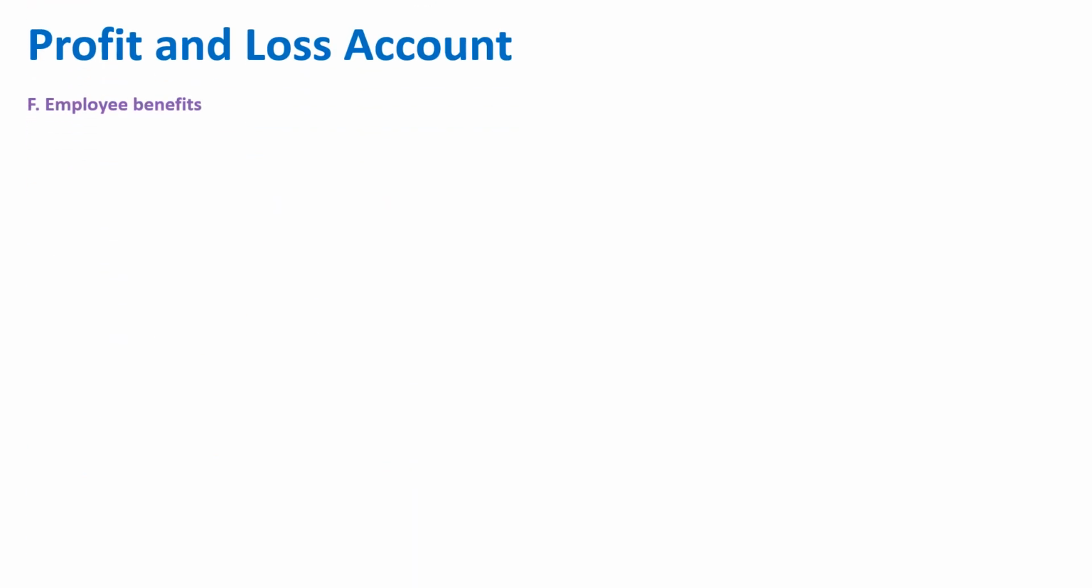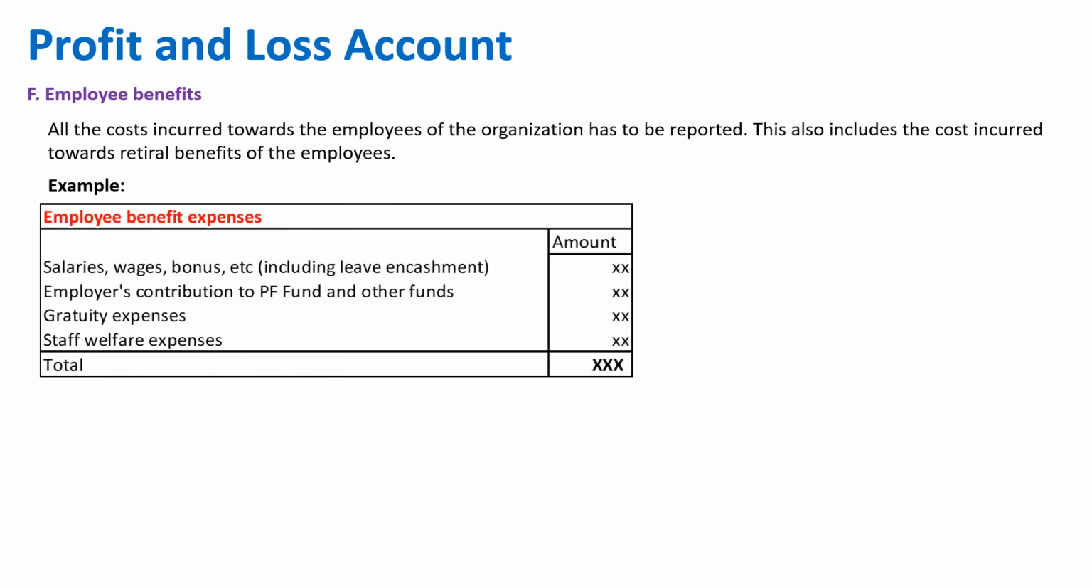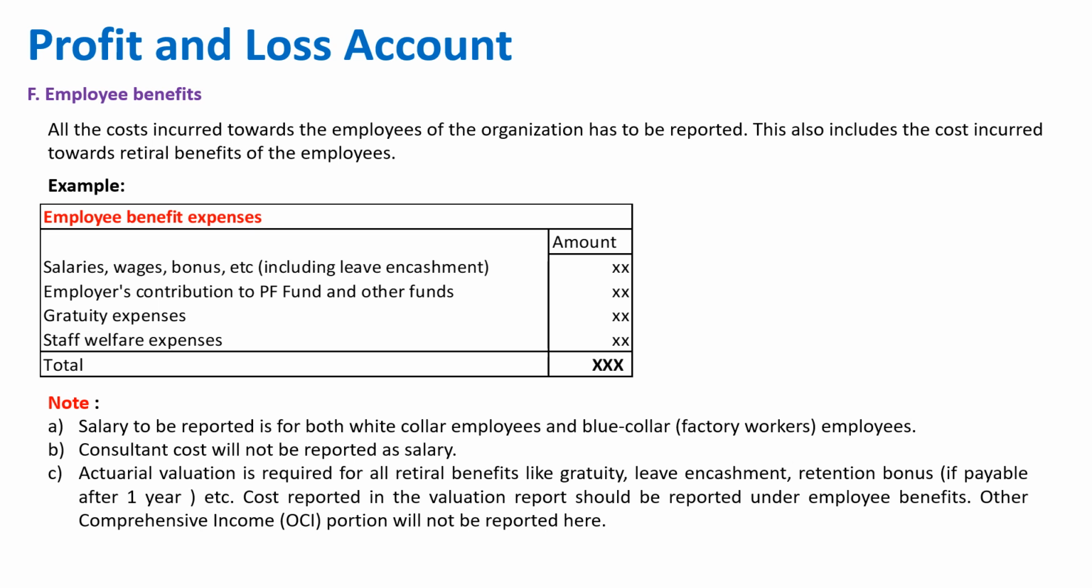After material, the most important cost which the company spends is on employee benefits, right? So all the cost incurred towards the employees of the organization has to be reported. This also includes the cost incurred towards the retirement benefits of the employees. So how is it reported? You can see the template here: salaries, wages, bonus, including leave encashment, employer's contribution to provident fund and other funds, gratuity expenses, staff welfare expenses. Now, a few things you have to keep in mind.